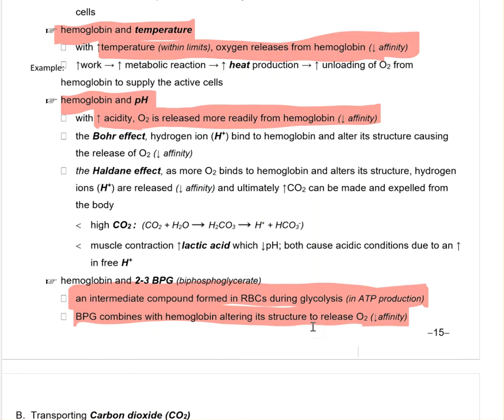So all three of those release oxygen when we have high temperatures, when we have high acidity, which means low pH, and when we have a lot of intermediates of aerobic respiration. All of those things will release oxygen to those tissues. Okay, now we're going to come back to this, but let's now look at what we were just talking about.